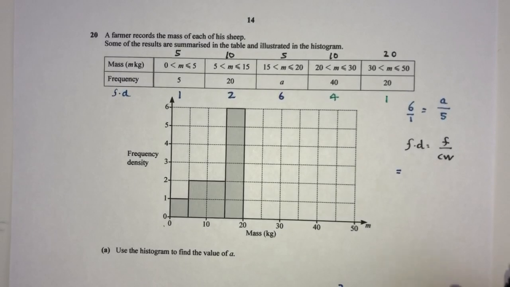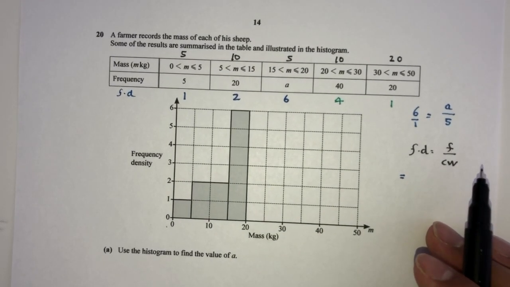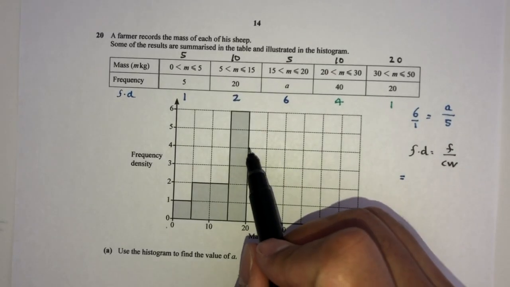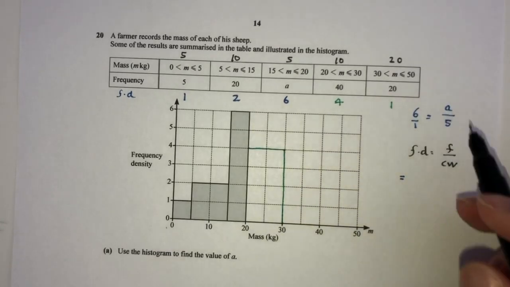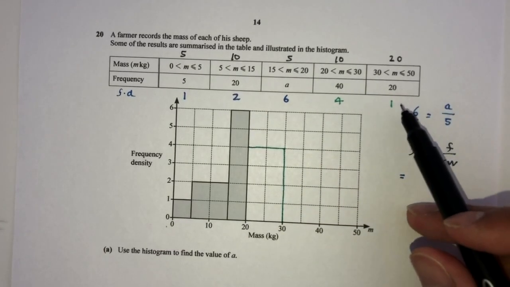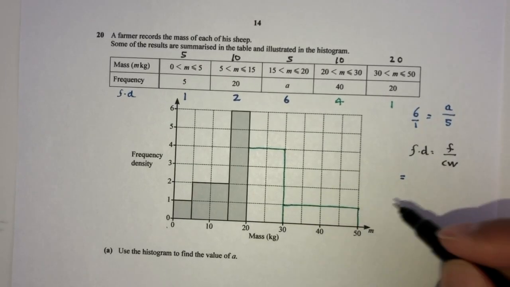Again, use a ruler for this one. I'm going to be using my hand. So 20 to 30, that should be 4 right here. And then 30 to 50, that should be 1. 1 is right here. Okay, so this completes the histogram for part B of your question.